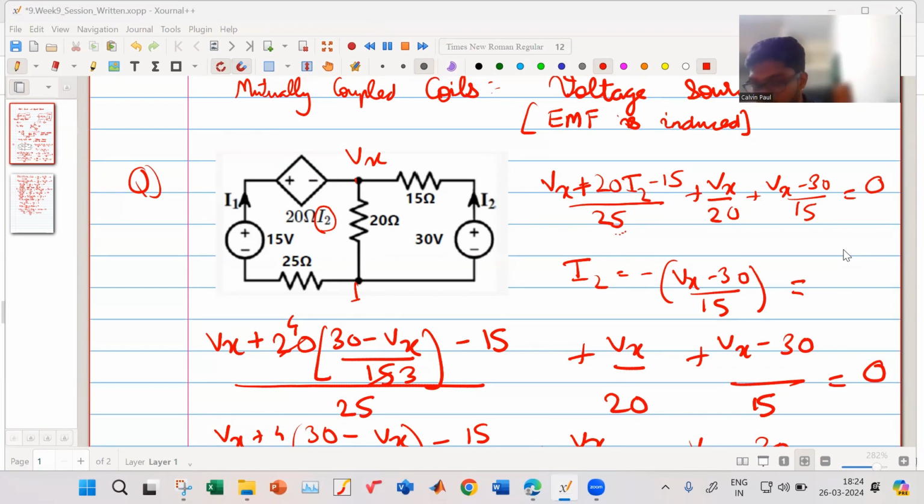9.677. Vx is 9.677. 1.35. Yeah, it is 1.35 ampere. Kavya, what is it? You're getting it wrong. So your I2 comes out to be 1.35 ampere. Okay. Now what will be your I1?